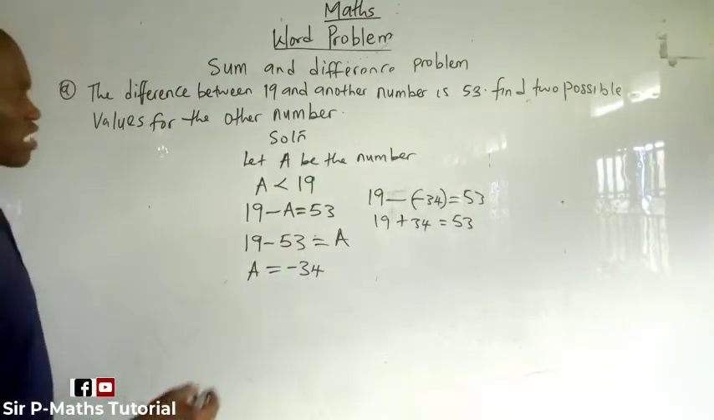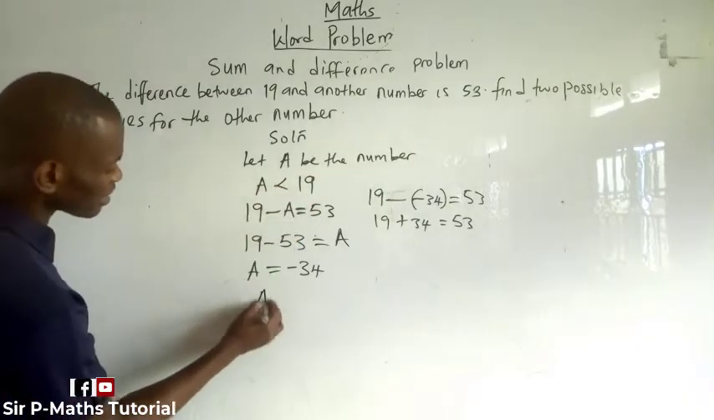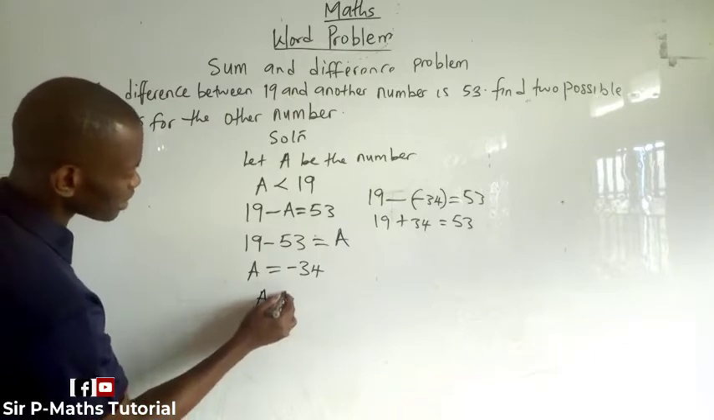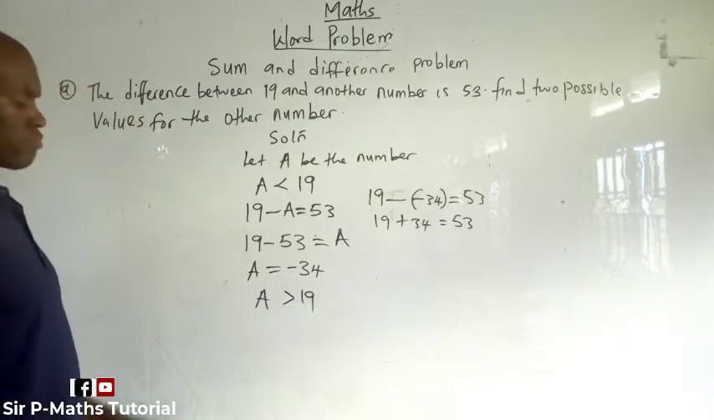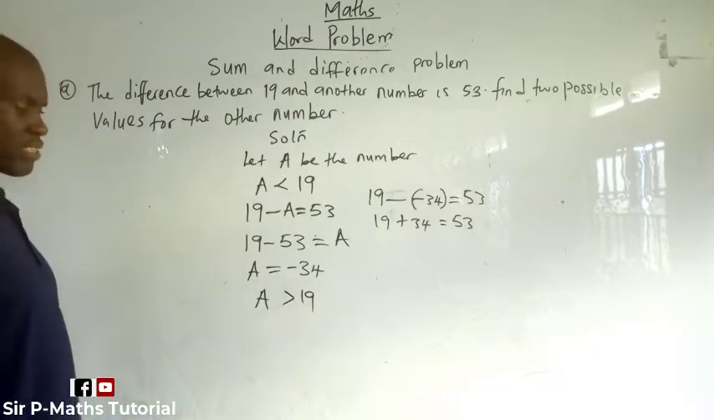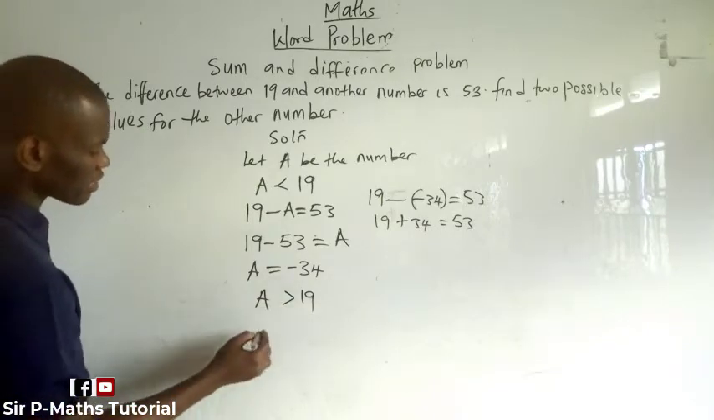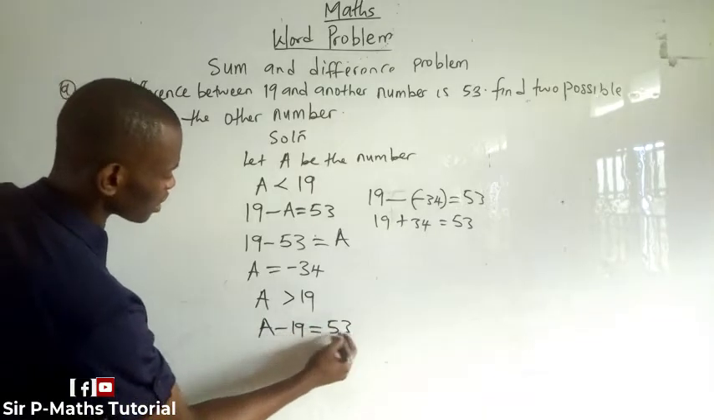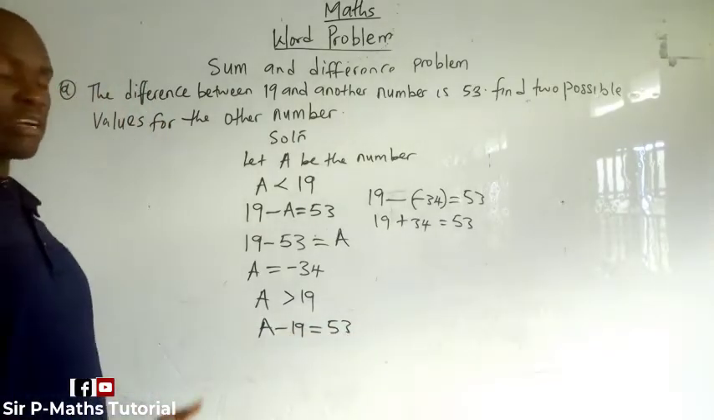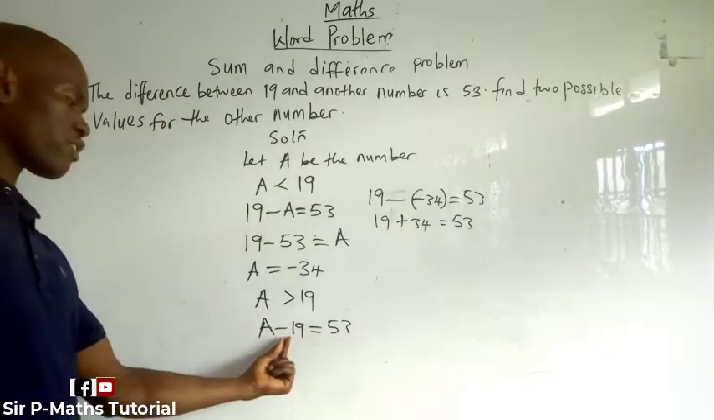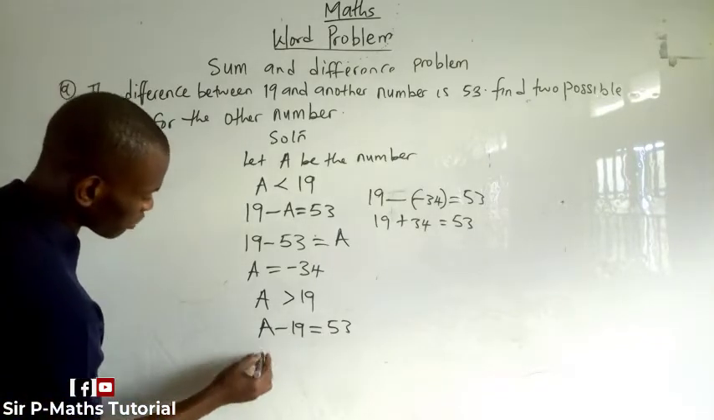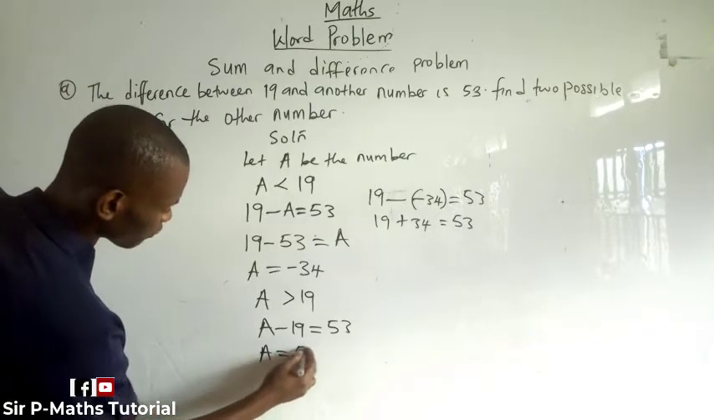But then it is possible that that number, let's say a, is a number greater than 19. If it is a number greater than 19, of course a will subtract 19 to give us 53. So let's find what number that could be greater than 19, that when we find the difference, we get 53. So make a the subject of the formula again. This is equal to 53.